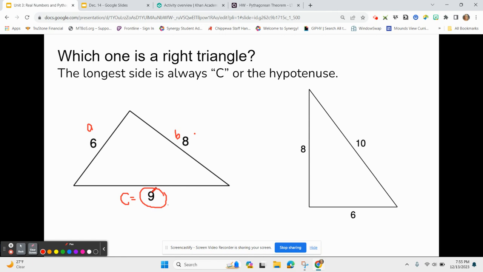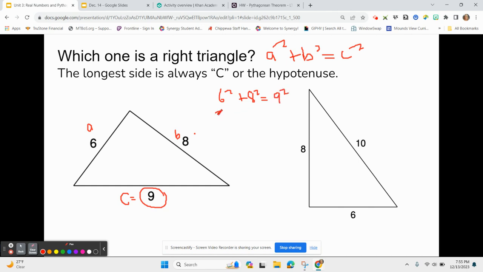To actually check it, we are going to use a squared plus b squared equals c squared, the Pythagorean theorem. Excuse my writing, I'm a little bit rusty writing with my little mouse here. It's been a while. So I'm going to plug my 6 in. I've got 6 squared plus my b, 8 squared. And I want to know, is that equal to 9 squared?